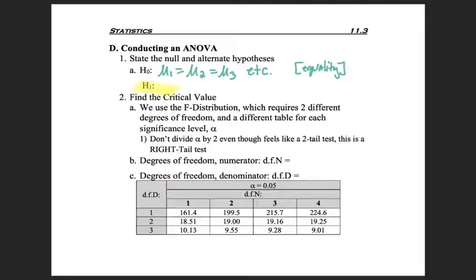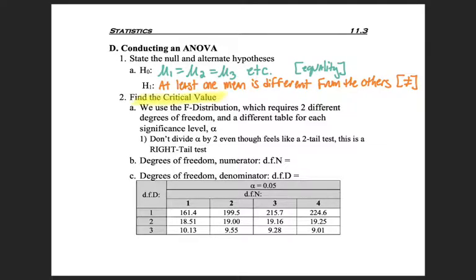When it comes to our alternative or alternate hypothesis, we're going to write in words, at least one mean is different from the others. This is our not equal to, right? They don't actually all need to be different, and one doesn't need to be bigger or smaller. We just say at least one is different.